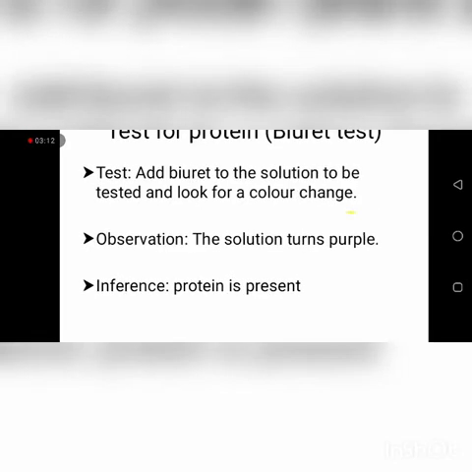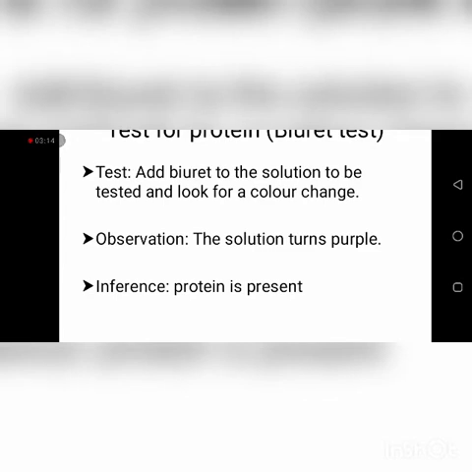And how is it being done? Biuret is a reagent that is readily available in the laboratory, as a solution. To the solution of the food substance to be tested in the test tube, you add the biuret reagent, and you wait for a color change.